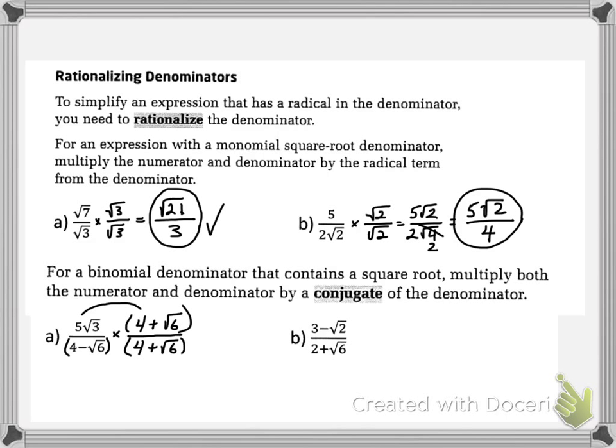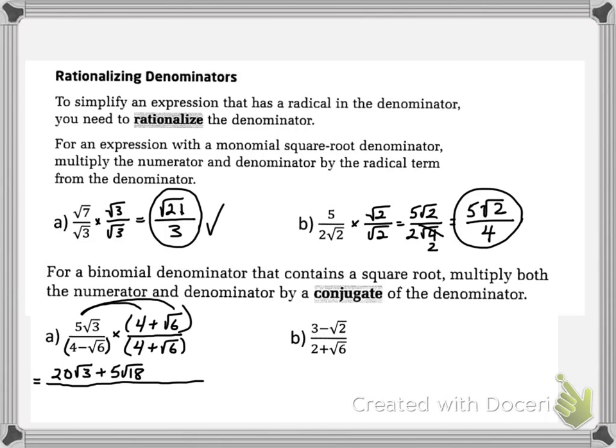4 plus root 6 is the conjugate of 4 minus root 6. Now in the top we have to go 5 root 3 times 4 and 5 root 3 times root 6 using the distributive property. 5 times 4 is 20 root 3, and 5 times root 3 times root 6 is going to be 5 root 18.